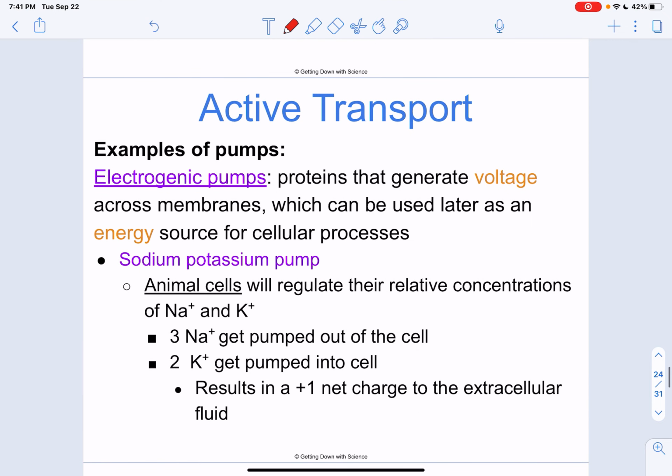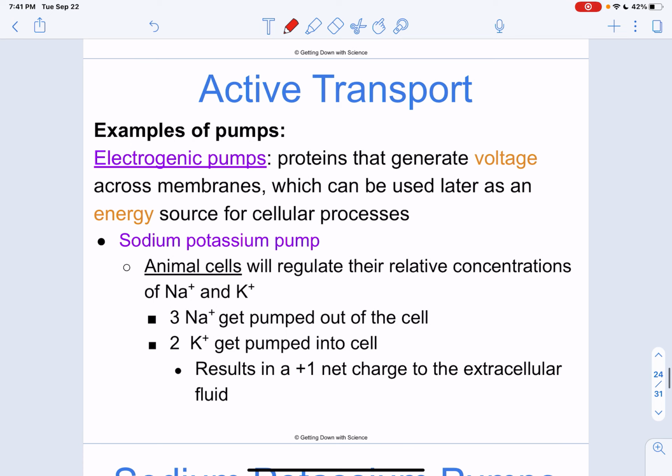So some examples of pumps are going to include electrogenic pumps, and these are going to generate voltage. They're going to create electricity across our membranes, which we then use as an energy source for cellular processes. One example of this electrogenic pump is the sodium-potassium pump, probably one of the most important things for this unit. It only exists in animal cells, and it regulates the concentrations of sodium ions and potassium ions in the cell.